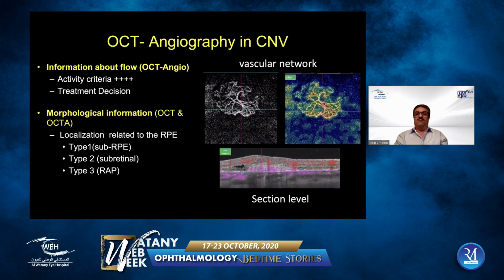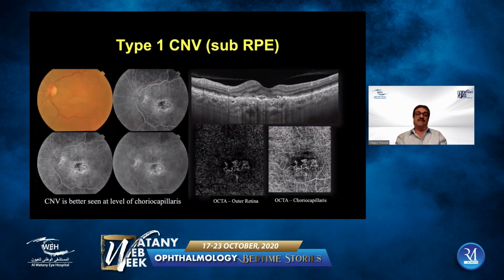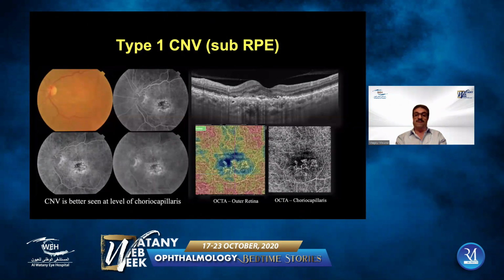And nowadays we use OCT angiography to differentiate these types of lesion, which is sometimes very helpful because it's a 3D image. You can see the level of the lesion and its localization. Like in type 1, you look at the lesion under the retinal pigment epithelium, so you have to dig down under, to the choriocapillaris, and you can see it clearly at the level of the choriocapillaris when it's type 1.